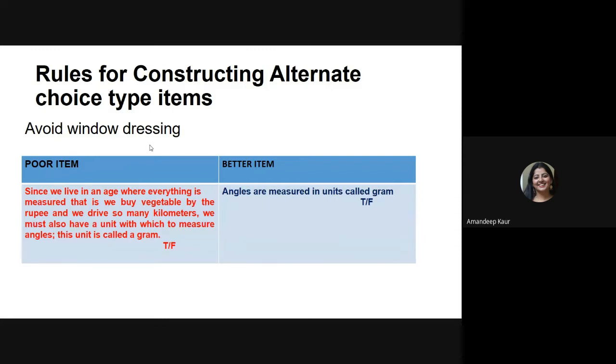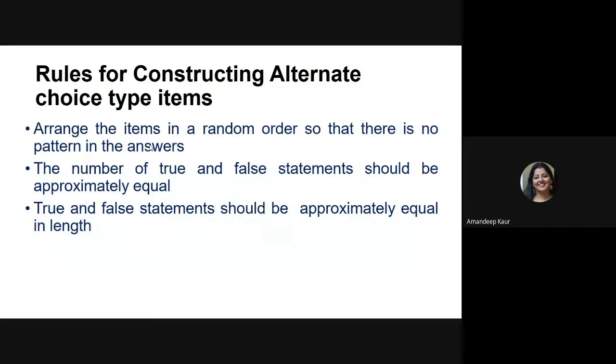Avoid window dressing. So rather than writing long extensive sentences, the teacher needs to go directly to the statement to save the time of the student. So the poor item given by the teacher: since we live in an age where everything is measured, that we buy vegetables by the rupee and we drive so many kilometers, we must also have a unit with which we measure angle. The unit is called a gram. The teacher can simply ask: angles are measured in units called gram.